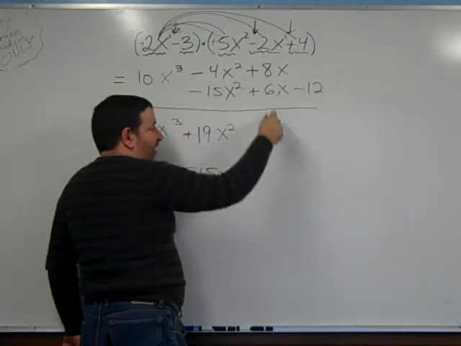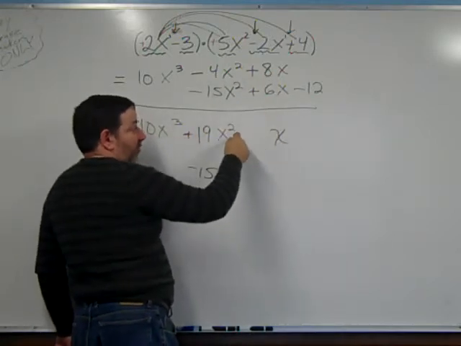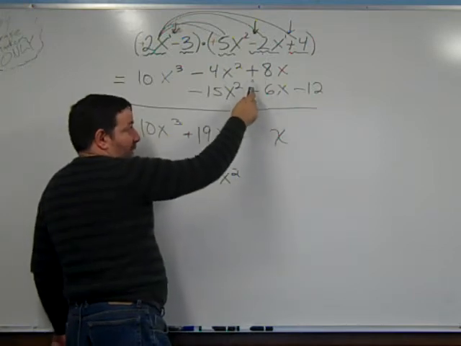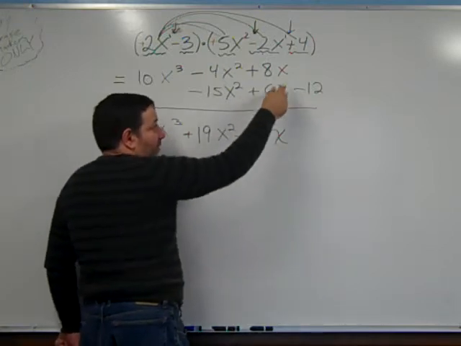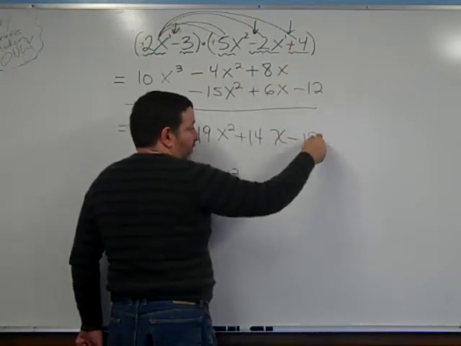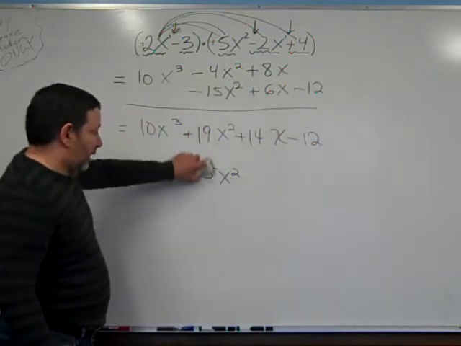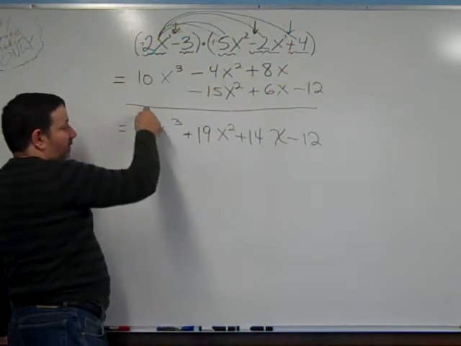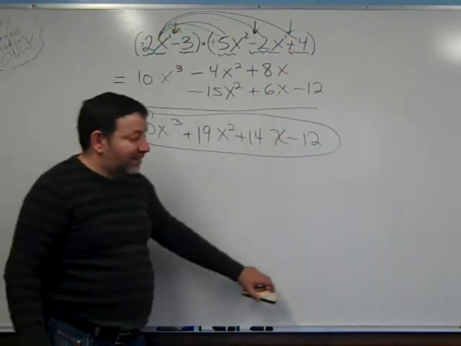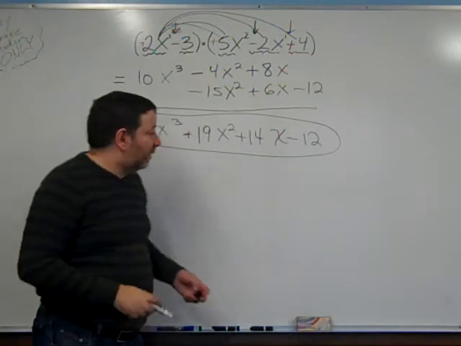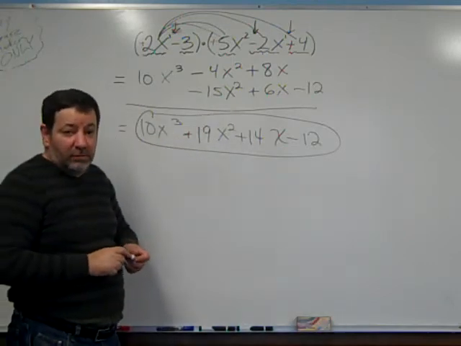Now we're adding x's, so we're going to end up with x's. Positive 8 is 8 plus 6. 8 plus 6 is 14. Don't forget the constant negative 12. And right here is your answer: 10x cubed plus 19x squared plus 14x minus 12.